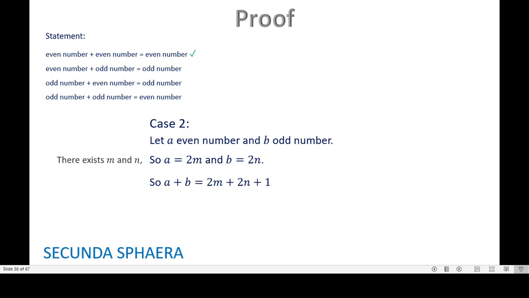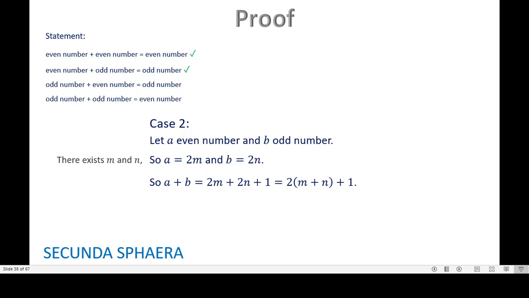Again, we are just going to go with A plus B, and we do the addition, that's going to be 2m plus 2n plus 1. And now we are going to factor the first two, and that is going to give 2 times m plus n, plus 1. And here we have the double of a quantity plus 1. That's pretty much the definition of an odd number. It is the double of a quantity plus 1. So we are done at this point.